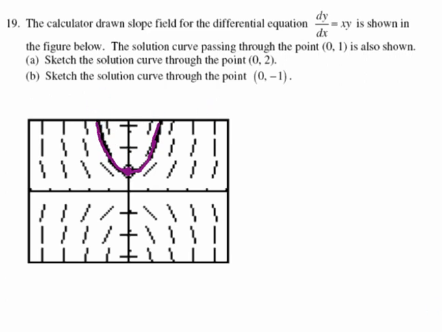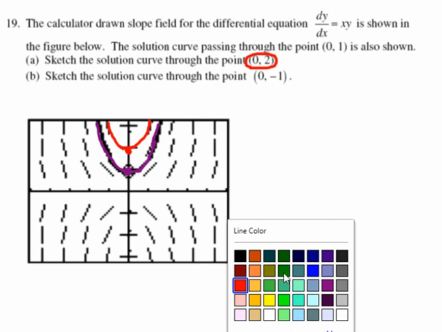So let's try a different one. I'll go (0, 2) here, and we'll do it in red. At (0, 2), we're going to be right here. We can see we're horizontal, and then it's going to curve up, and we're just going to follow the slopes as it does. And then we've got one more. Let's pick a different color. Where are my color options? There they are. We'll go with green this time.